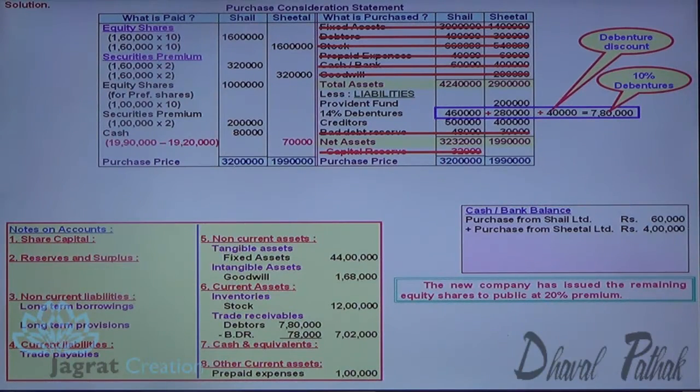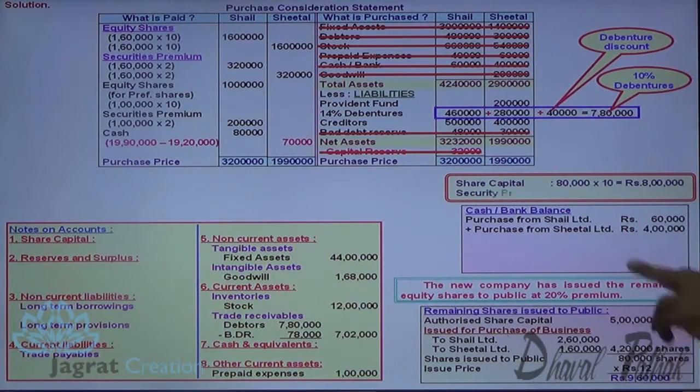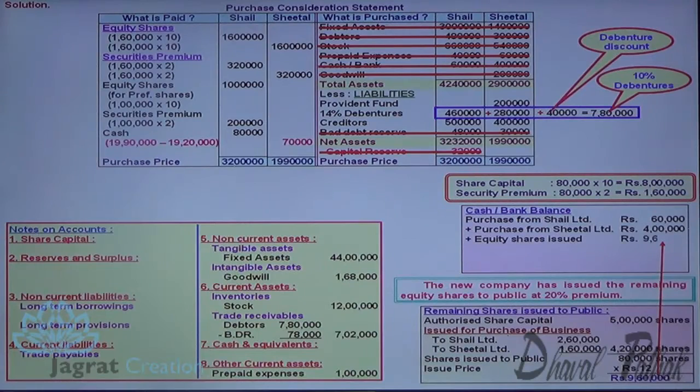Now, these are the new shares issued. For that, capital account was credited 8 lakhs and security premium account was credited 1,60,000 while writing the journal entries. Now, total share capital. Observe. Shares issued 9,60,000 at ₹12. 80,000 shares are issued. So bank account debit 9,60,000, to equity share capital, to security premium.